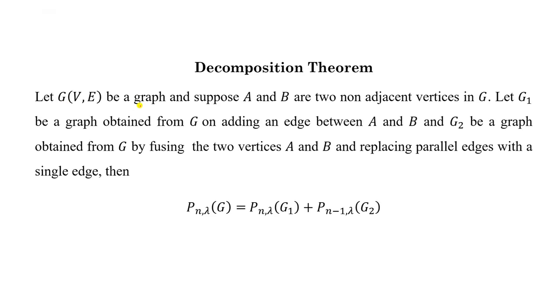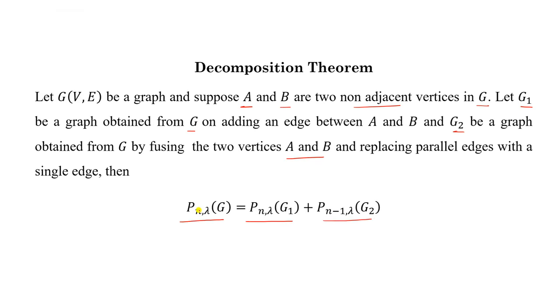Let G(V, E) be a graph and suppose A and B are two non-adjacent vertices in G. Non-adjacent means there is no edge between A and B. Let G1 be a graph obtained from G by adding an edge between A and B, and G2 be a graph obtained from G by fusing the two vertices A and B and replacing the parallel edges with a single edge. Then the chromatic polynomial of G is the sum of the chromatic polynomial of G1 and the chromatic polynomial of G2.